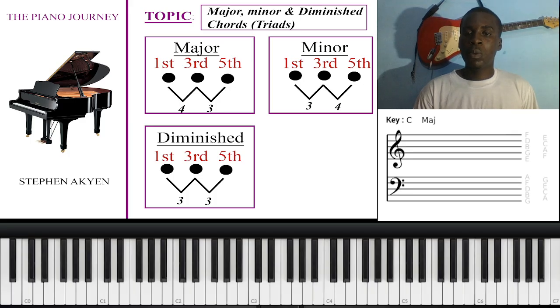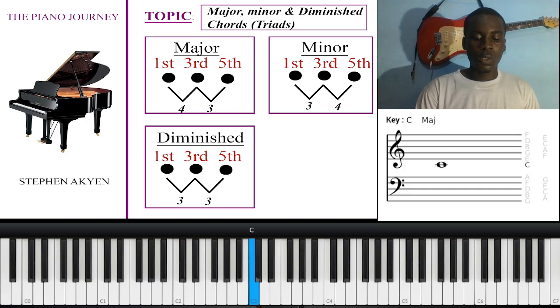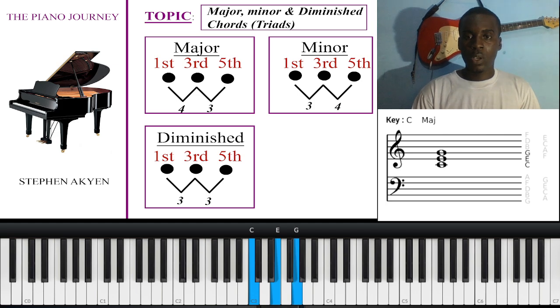So if you want to form major chords in the key of C, you know this will be a major. So for 1, you count 1, 2, 3, 4. Then 1, 2, 3. Okay, you get your 1.